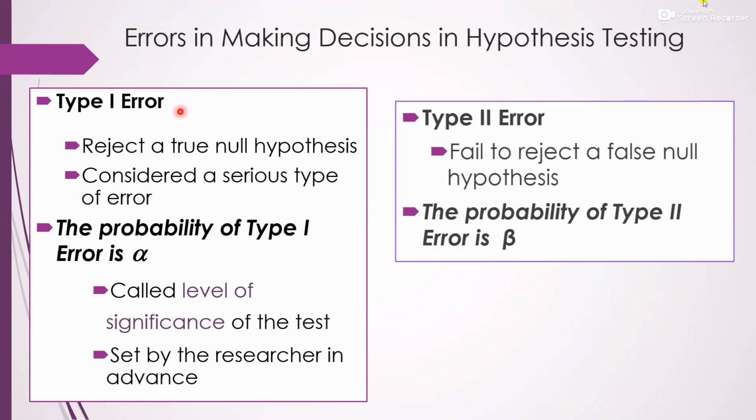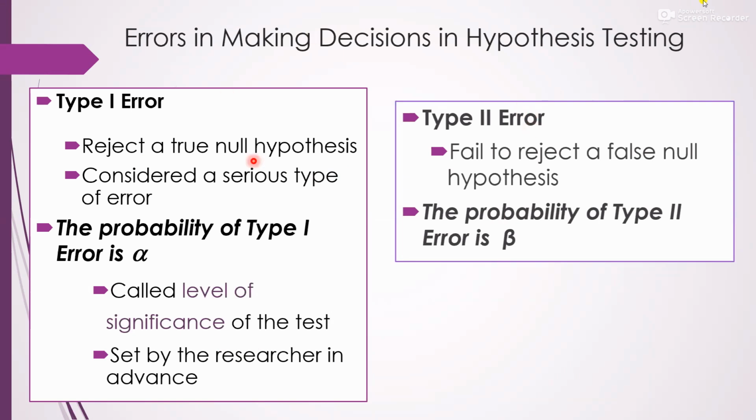Our hypothesis testing depends on the level of significance. The level of significance is the probability of type 1 error. But what is type 1 error? Rejecting a true null hypothesis. The probability of rejecting a true null hypothesis is the level of significance. This is set by the researcher.